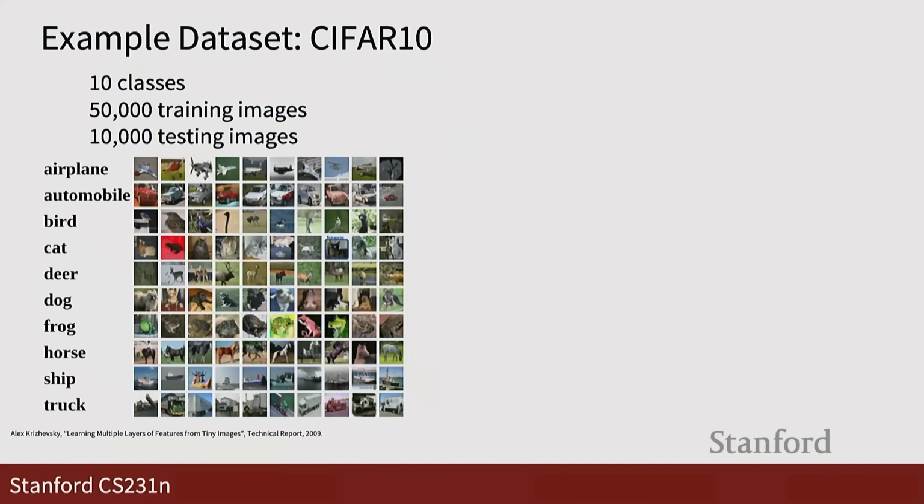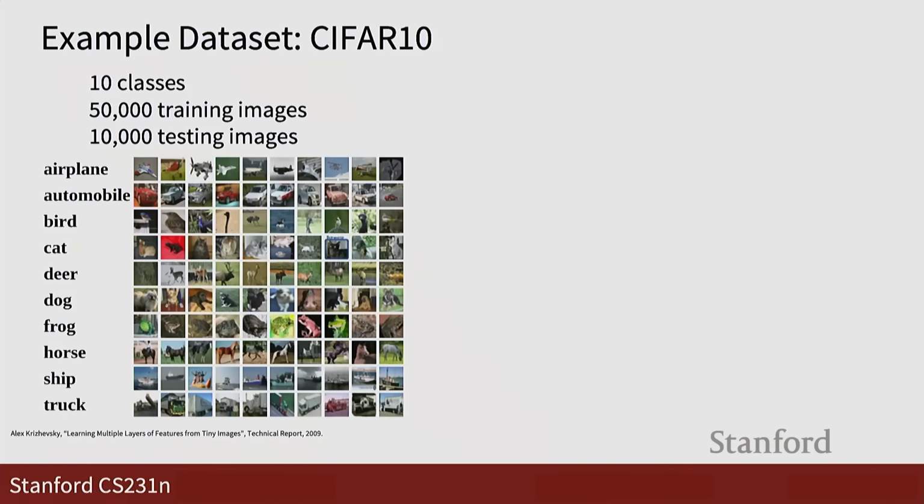Let's finalize the topic, wrap up the topic of nearest neighbor, and look at some examples, some results. So let me introduce you to the CIFAR-10 dataset. It's one of the datasets that you're going to be using in your assignments quite often.